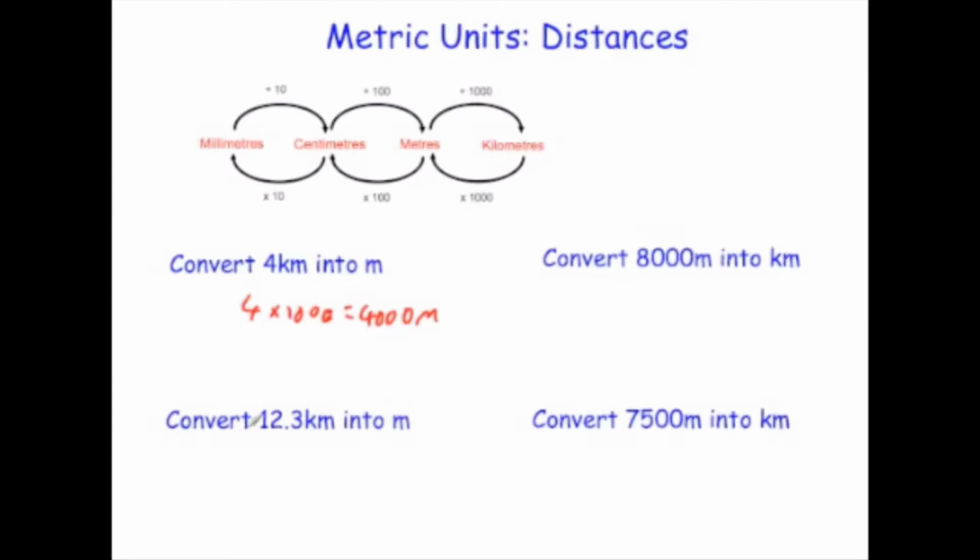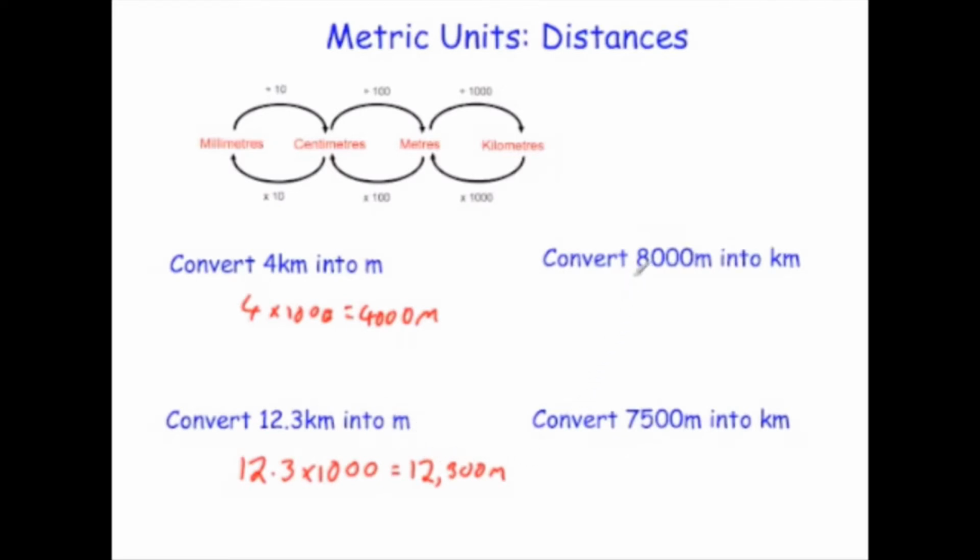Next, convert 12.3 kilometers into meters. Again, to go from kilometers into meters, you times by 1,000. So 12.3 times by 1,000. Remember, we're going to move the decimal place 3 times. So that would be 123. Then add 2 zeros on would be 12,300. So that means that 12.3 kilometers is equal to 12,300 meters.